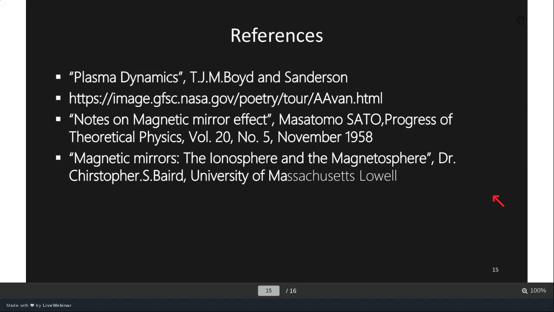And here are the references from where I have collected the data. This is the textbook Plasma Dynamics by Boyd and Sanderson, which is a very useful guide to plasma dynamics. And some values were calculated from the NASA website. And these two other research articles describe mostly a magnetic mirror configuration and its disadvantages. And this one talks about the Van Allen radiation belts. And that's about it.